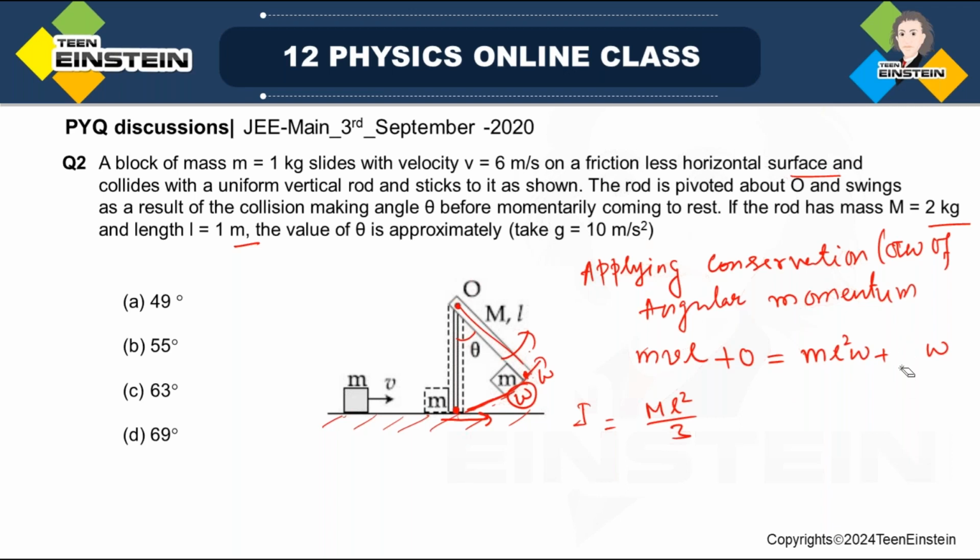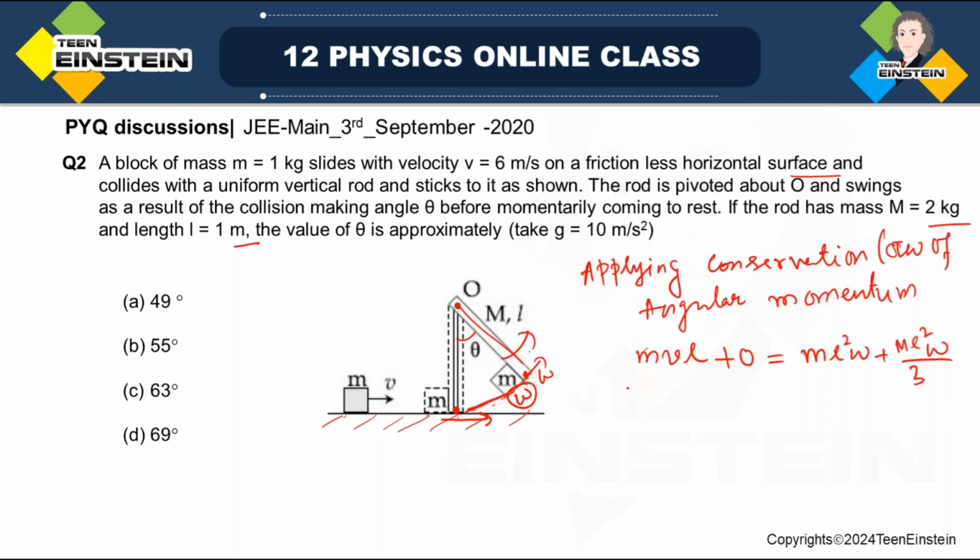So ml square omega by 3. Sorry, this is conservation of angular momentum. All right. Now I have to find out what is omega. Omega I have to find out.